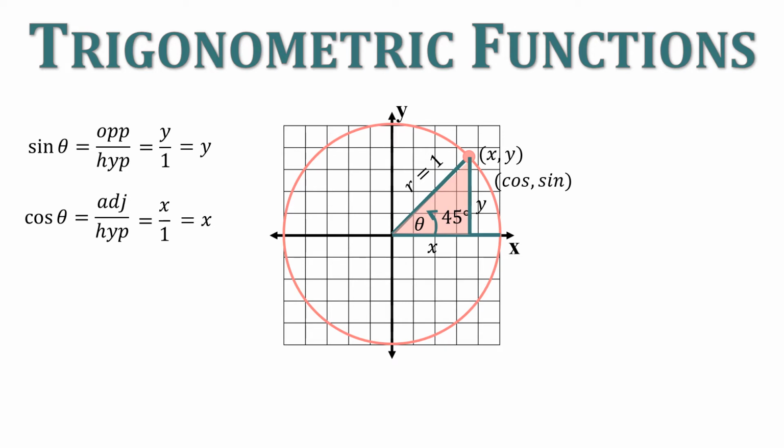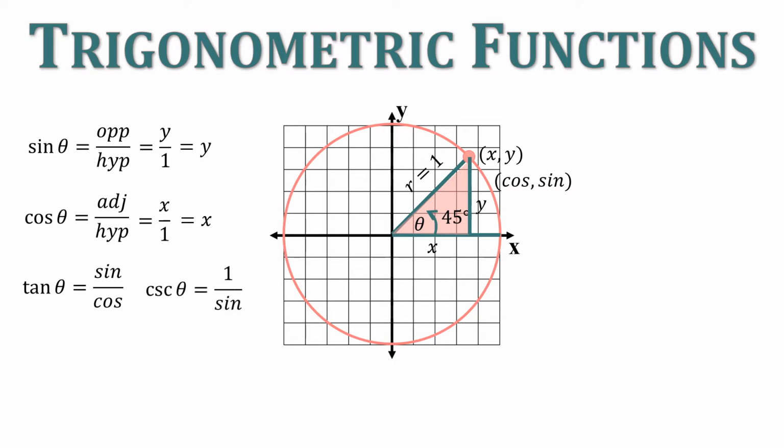So anytime that we see an ordered pair in regards to the unit circle, the x value is our cosine value and the y value is our sine value. I'm going to say that again. Anytime we see an ordered pair with our unit circle, the x correlates directly to cosine and y correlates directly to sine.